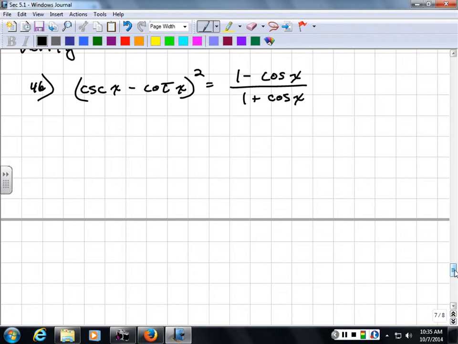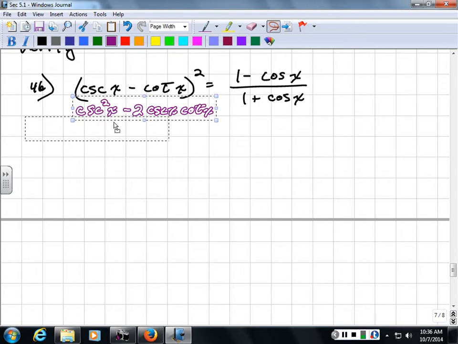So what I'm seeing here is good dedication to trying to work the problem. And some people started on the left, and there's nothing wrong with that. Some people started on the right, nothing wrong with that. It just depends on which side you think is the one that's going to be easier to transform into the other side. If you start on the left side, you're going to have to square this out, okay? And there's nothing wrong with that. But when I square the left-hand side out, I end up with cosecant squared x minus 2 cosecant x cotangent x and plus cotangent squared x.